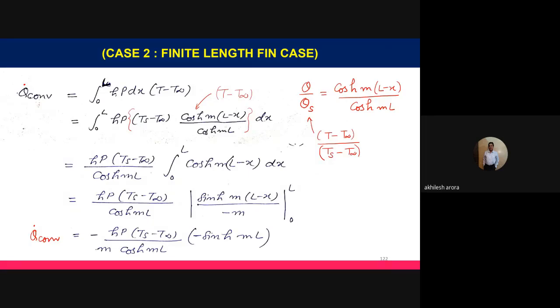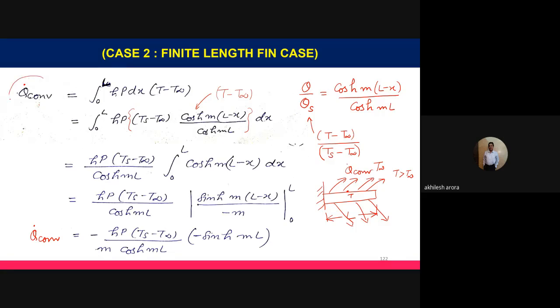If this is the fin, and the fin has a finite length L, and the heat loss is taking place due to convection from this surface, the temperature at any point is T, and outside it is T infinity, and we know that T is greater than T infinity. So this is the convection heat loss.